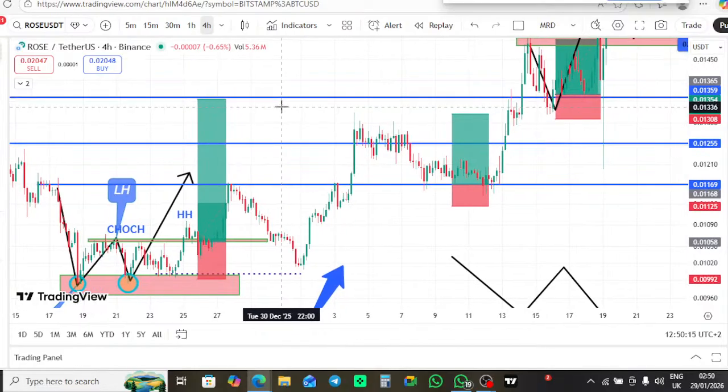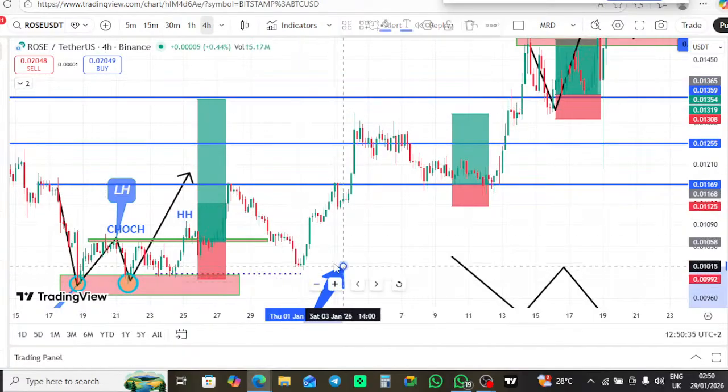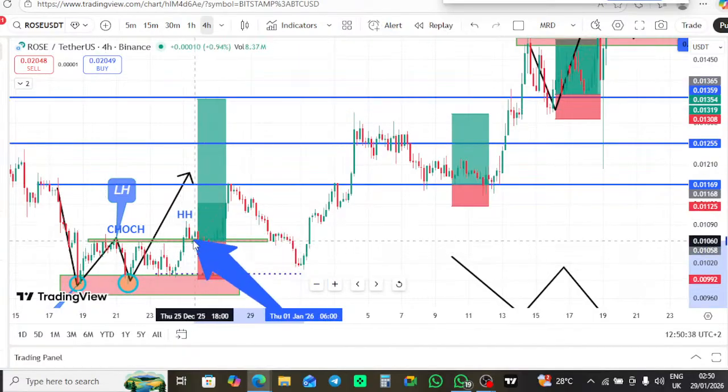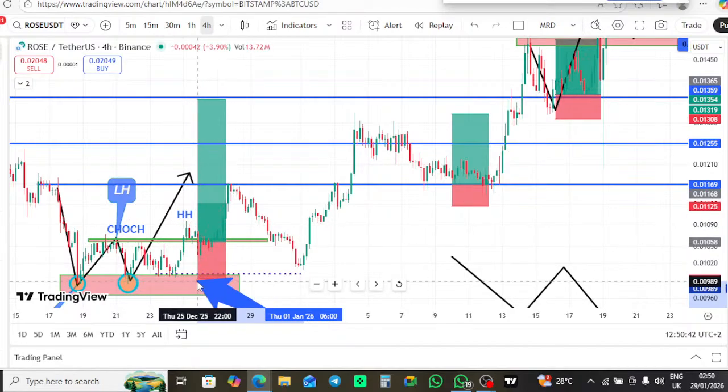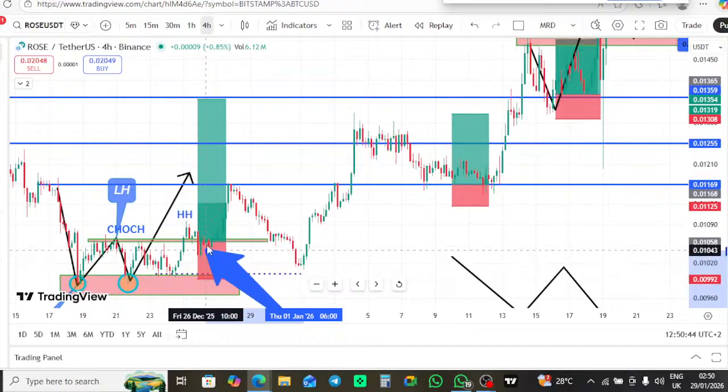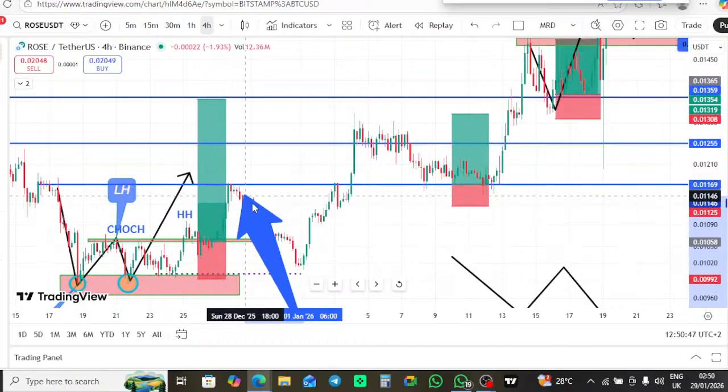You get the point? So you identify the lowest point, and after confirming by breaking the previous lower high, that is where the change of character is. And there you see where we entered from. We entered here when the market was coming back to retest the support, and our stop loss was here, and we moved, we hit the first take profit, we came back.